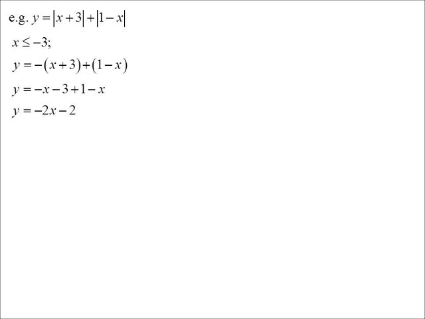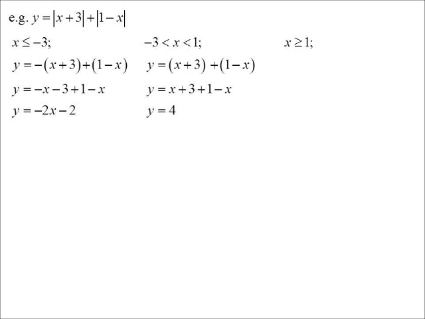Okay. So now let's have a look in between those two key points, minus 3 and 1. 0 is probably an easy one to check if we're unsure. x plus 3 would be positive. 1 minus x, also positive. And so in between the two, I'm going to draw y equals 4. And then when x is greater than or equal to 1, x plus 3 is going to be positive, 1 minus x will end up being negative. Add those two together and I'll draw the line 2x plus 2.